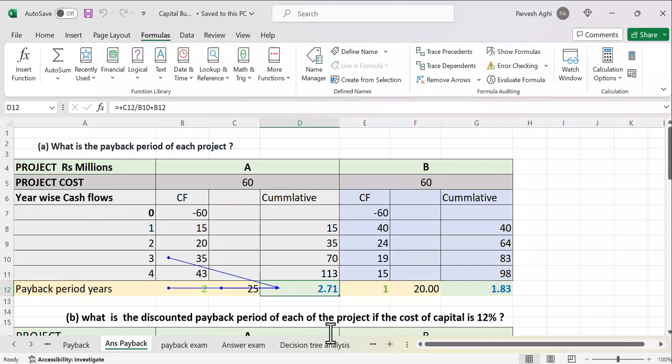Now the second project is taking 1.83. It is C12, 25 divided by B10. So 25 divided by 35 plus B12. That is this B12. Okay. ये B12 तो ये दो, this divided by this प्लस कर दिया तो 2.7 आ गया.